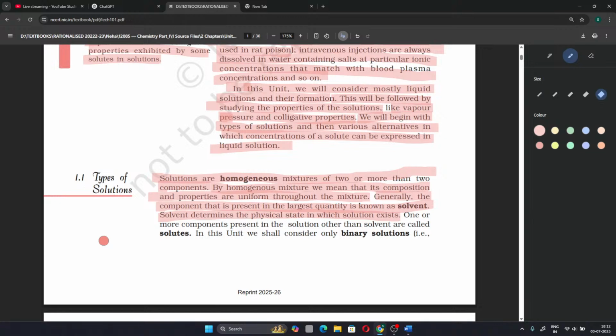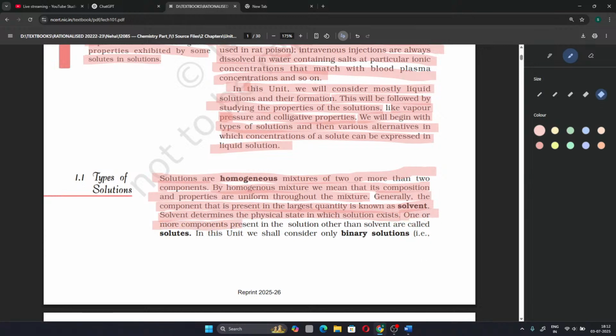Generally a solution is a homogeneous mixture of two or more components. Homogeneous mixture means uniform mixture. In this mixture, the component with the higher quantity we call the solvent, and the component with the lower quantity we call the solute. This solvent is the one that determines the state of the solution. As it is in excess, it determines the state of the solution.